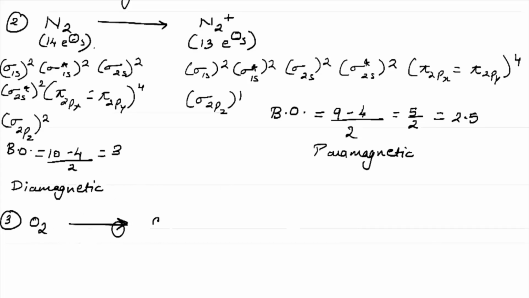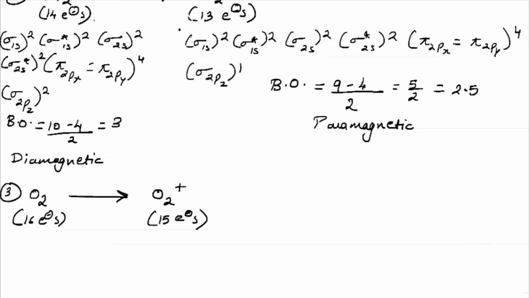O2 to O2+. Now O2, each oxygen atom has 8 electrons. So 8 plus 8, 16 electrons. And here 16 minus 1, 15 electrons. So let us write down the configurations one by one. So here we go. This is going to be sigma 1s2, sigma star 1s2, then sigma 2s2, then sigma star 2s2.